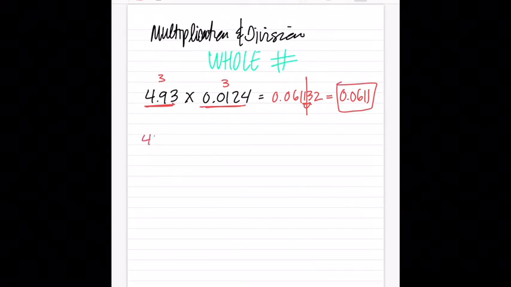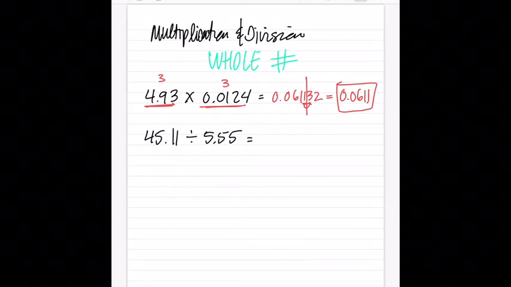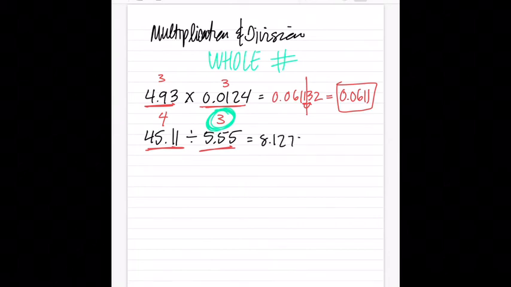Another example, 45. Oh, I've got all my colors messed up. 45.11 divided by 5.55. Okay, so remember we're looking at the whole number. This is 4, this is 3. We're going to choose the least of those and report our answer, the entire answer, to 3 significant figures. So in your calculator, the real answer is 8.12792798828. Oh, 928.